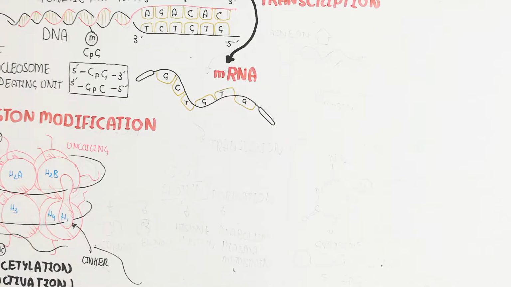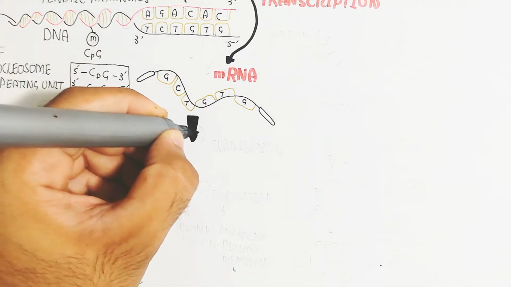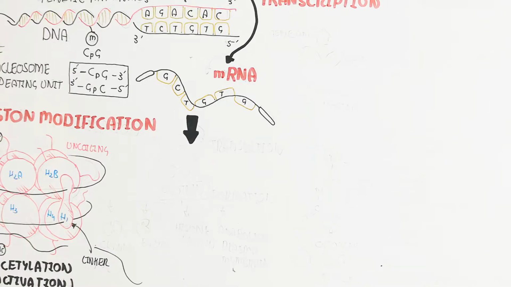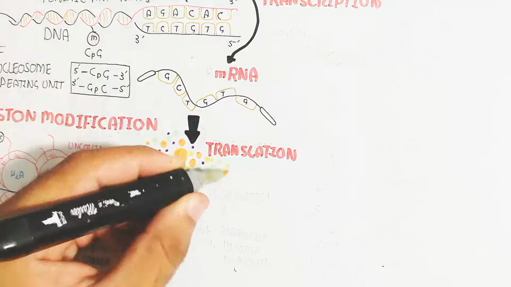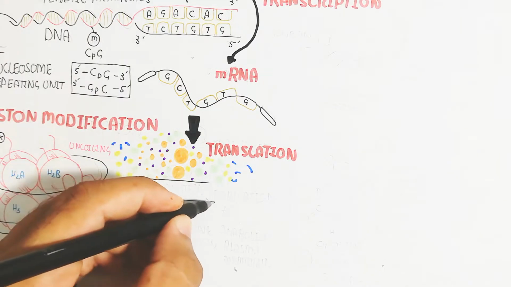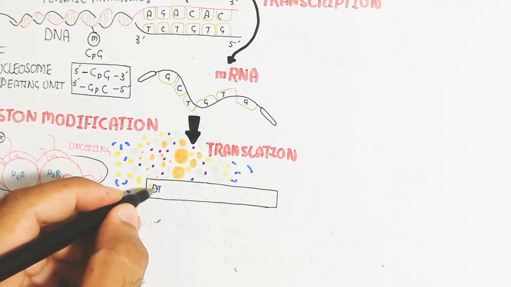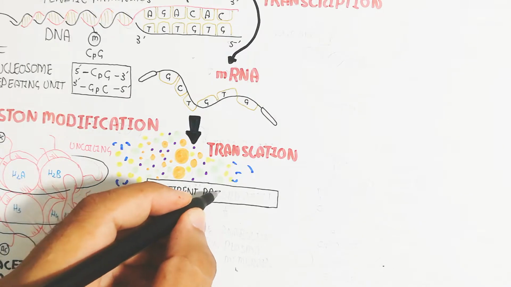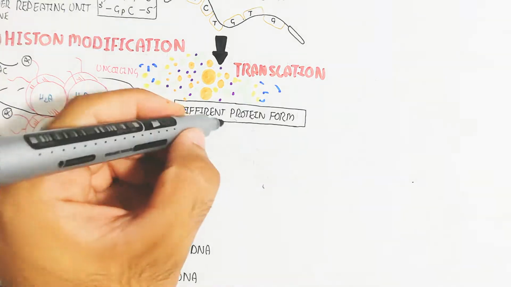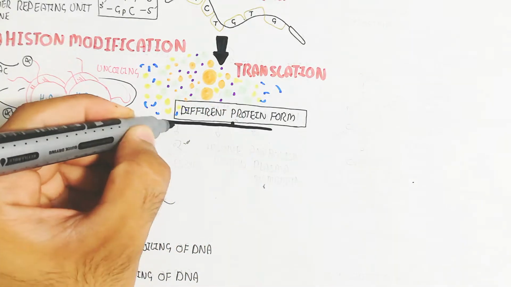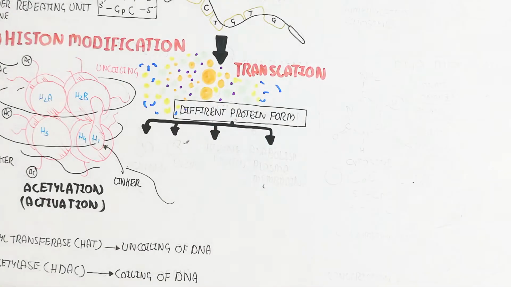This RNA is the messenger RNA because it carries the message to the cytoplasm, where translation will occur when the ribosome binds to produce different types of protein. After this, maturation occurs through the Golgi bodies and endoplasmic reticulum, and in this way different types of functional proteins are produced.